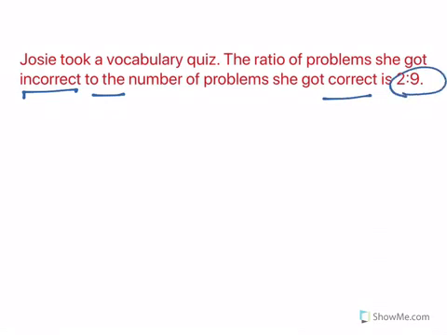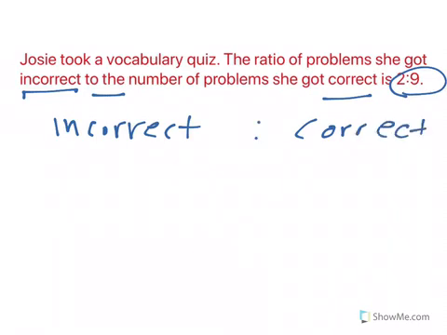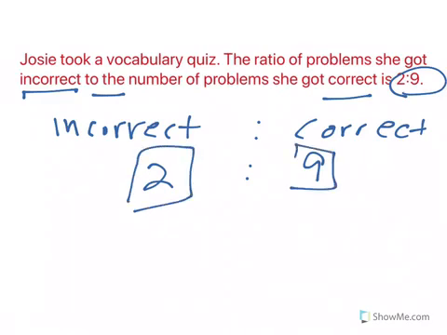They're giving you the ratio. So I can look at it and say, okay, incorrect to correct, we have 2 to 9. Not a bad ratio. Now, if I asked you, okay, how many problems were on that quiz, you might say, well, there's 11, right? Because she missed 2 problems and she got 9 correct. And if only that were true.